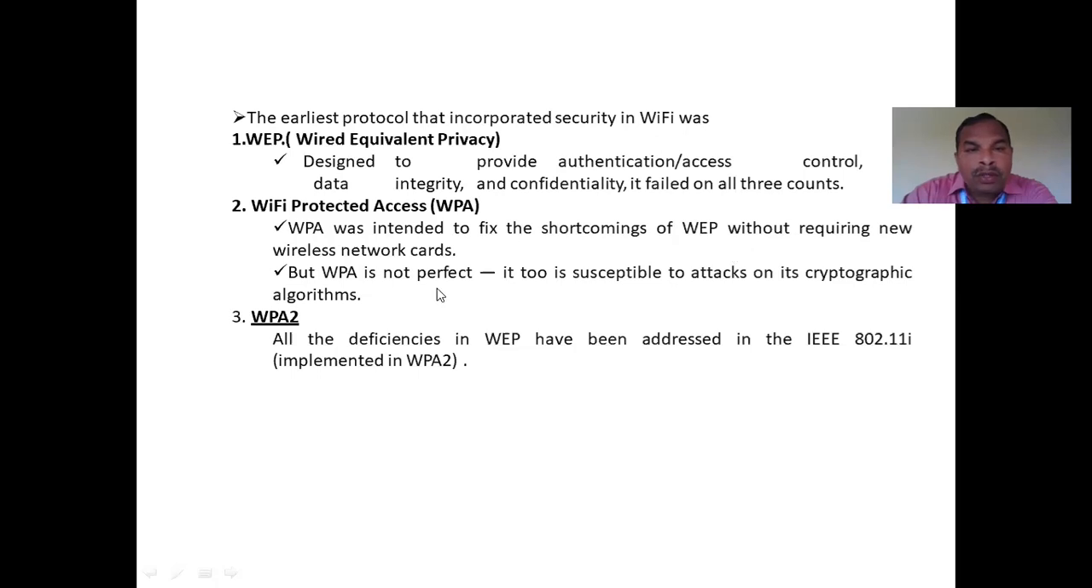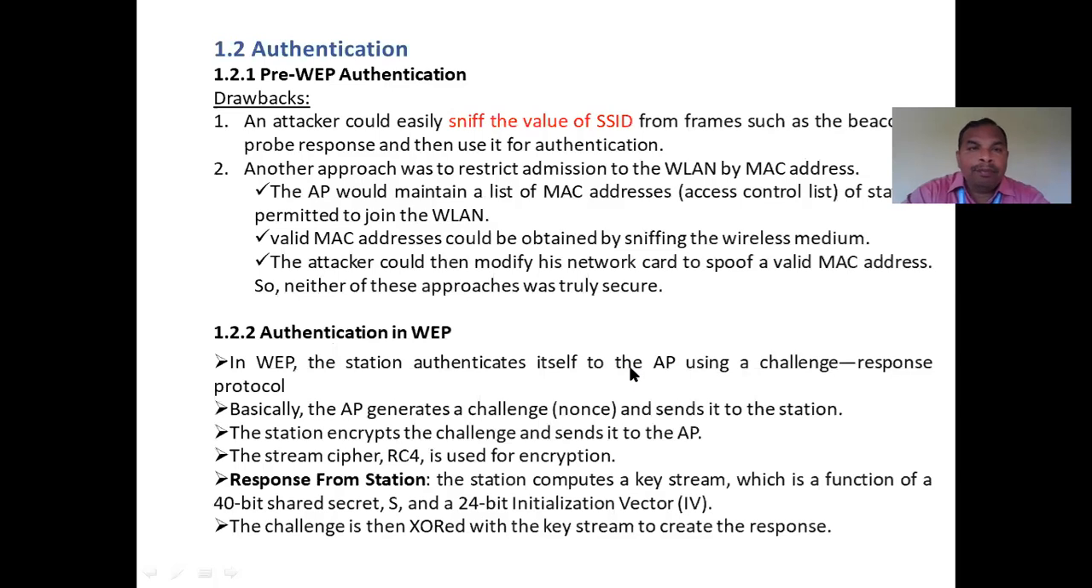But again, WPA is also not perfect. It is not able to withstand attacks on the cryptographic algorithm. So to overcome the problem of WPA, we have one more protocol, which is a highly efficient protocol. This protocol is called the WPA2 protocol. Usually it is used in IEEE 802.11i. So the next concept of this chapter is authentication.